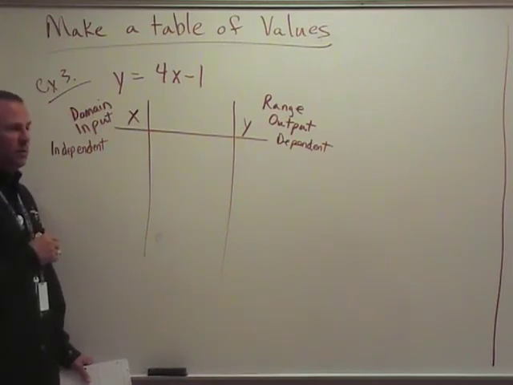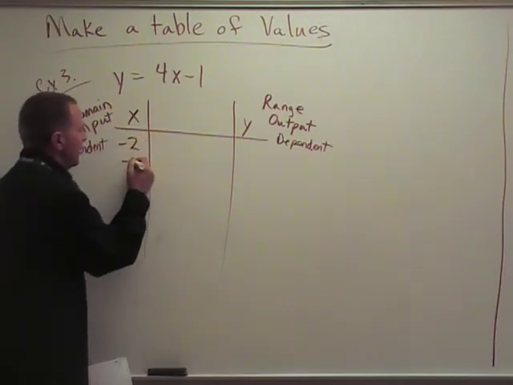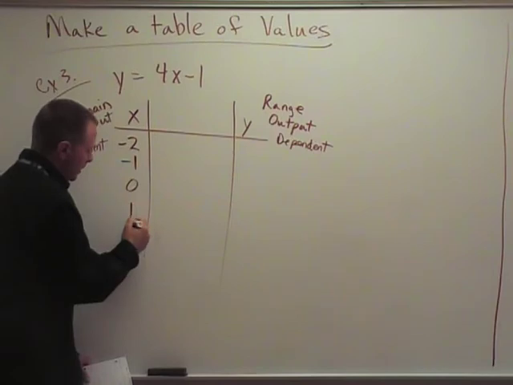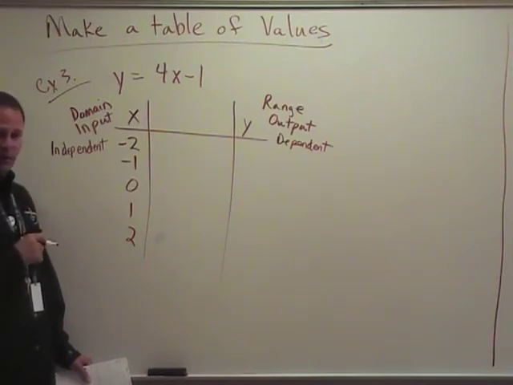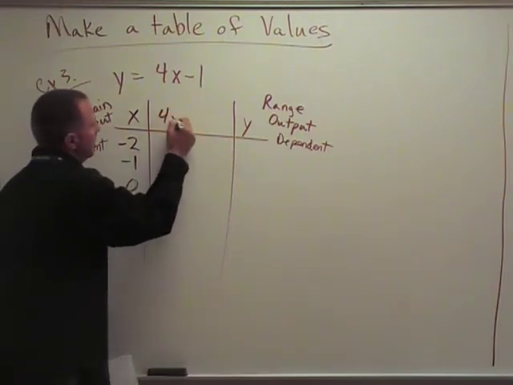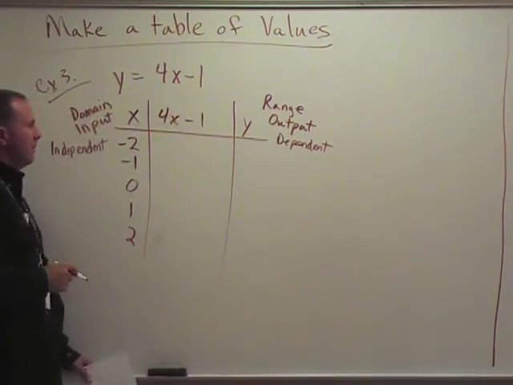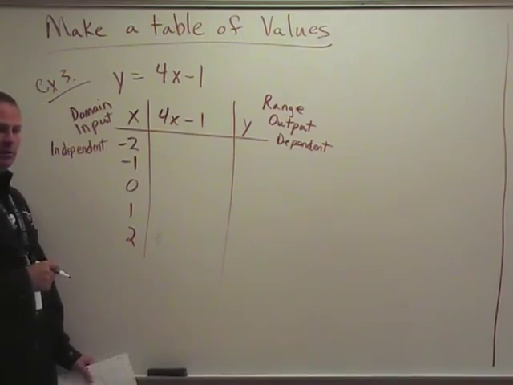Here are the typical ones I want you to use, unless the book gives you them. How about some negative numbers? How about 0, and how about some positives? And we'll pick some easy values. You can pick any values you want. You can pick fractions if you want, decimals. And then, the center column I always leave for the actual operation.